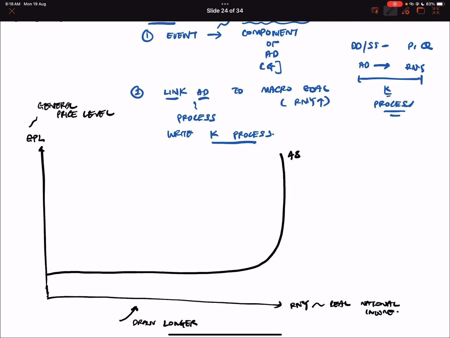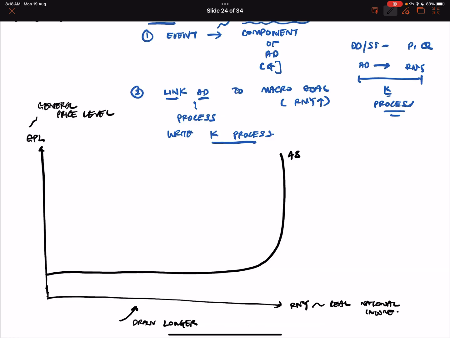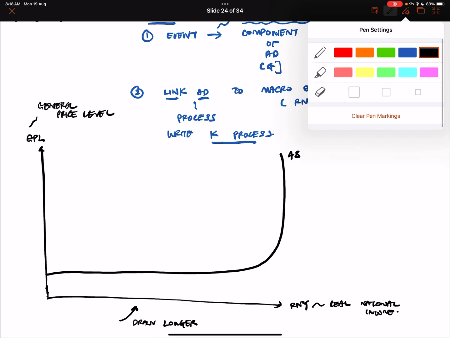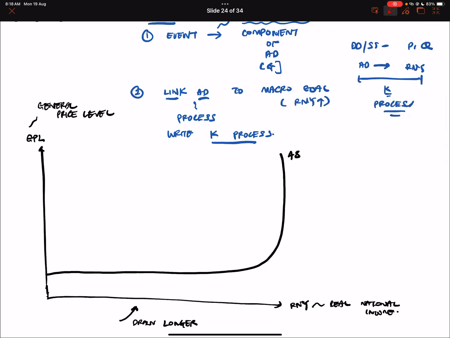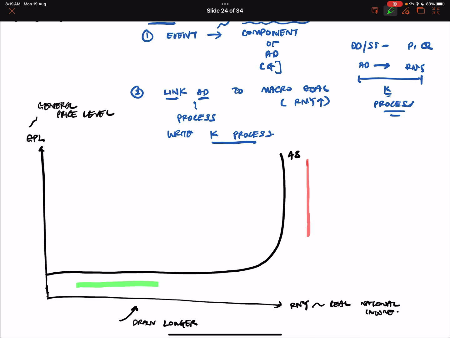Okay, so then you see here I said that they must imagine that the country has spare capacity. So you cannot anyhow put your AD. You cannot put your AD on this region over here. What you want to do is put it in the green color region over here, because then it shows that you got spare capacity, that you can increase your national income further. If you put it in a red color portion, then you have no spare capacity, right?